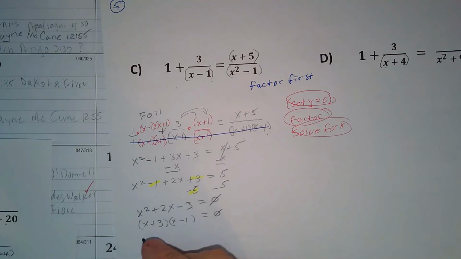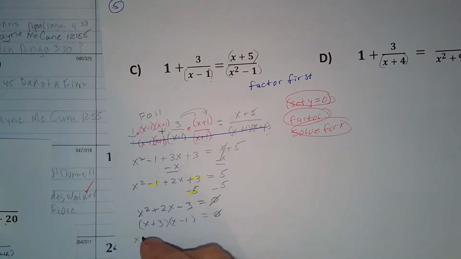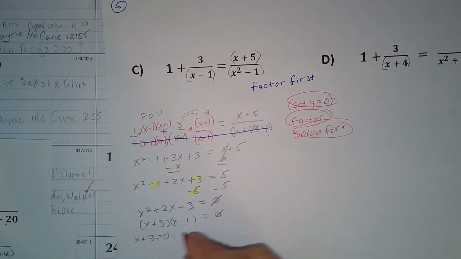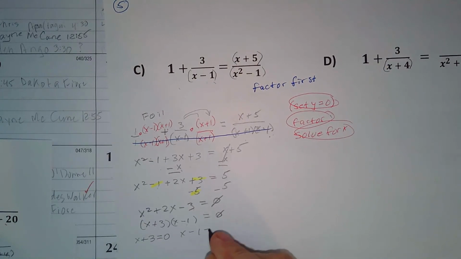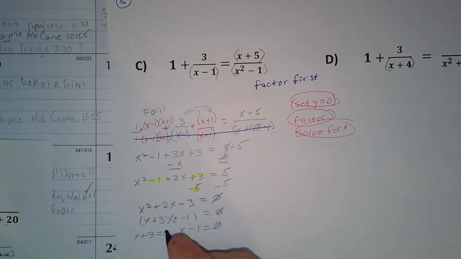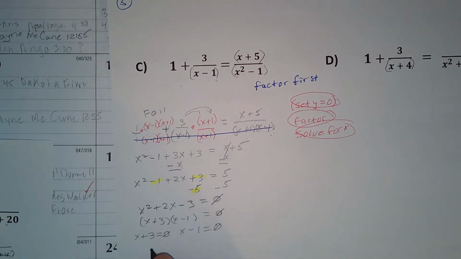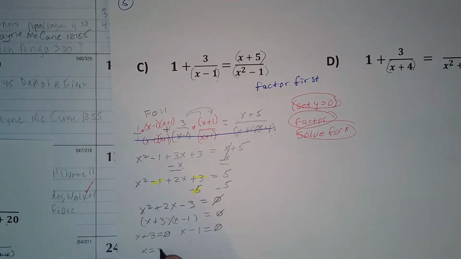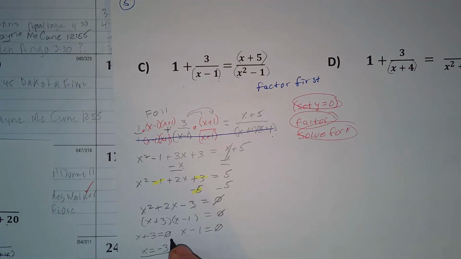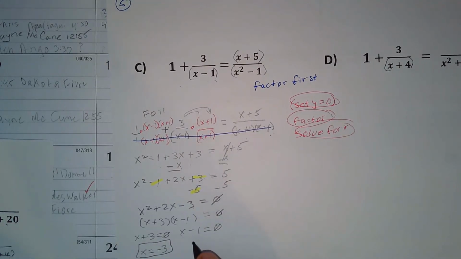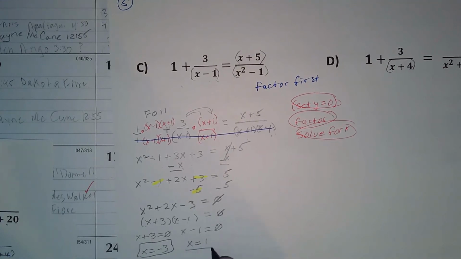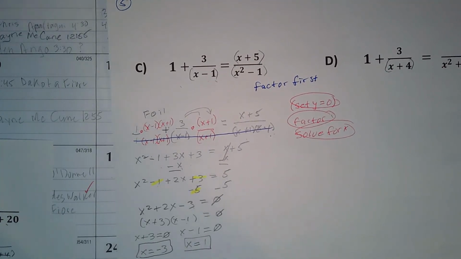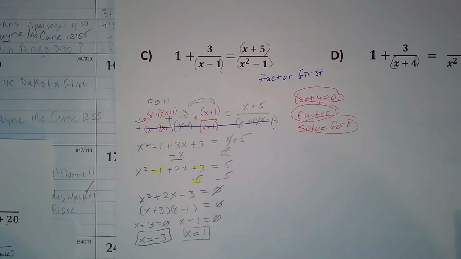All right, so now let's set x plus 3 to equal 0 and x minus 1 to equal 0. And so here it solves, you subtract 3 from both sides, so you get x equals -3. That's your first solution. And then this, you're adding 1 to both sides, so you get x equals 1.